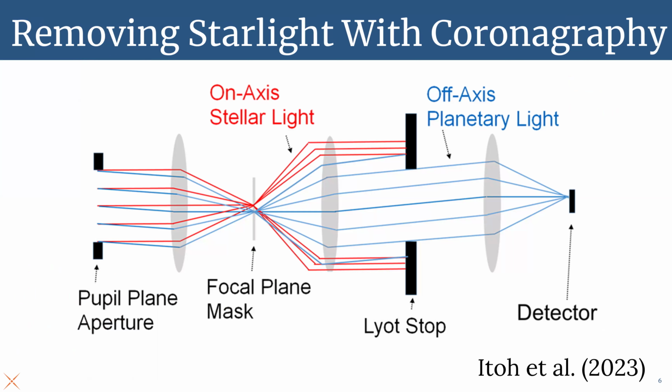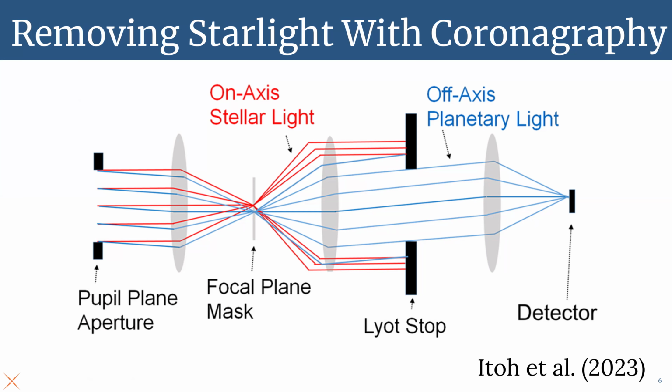So, removing starlight with coronagraphy, all of you in this room are pretty familiar with this. You have, in red, on-axis starlight, where it hits a focal plane mask. It's diffracted outside the mask and blocked by a Lyot stop, while off-axis light passes through the Lyot stop and hits our detector. This is the planet light.